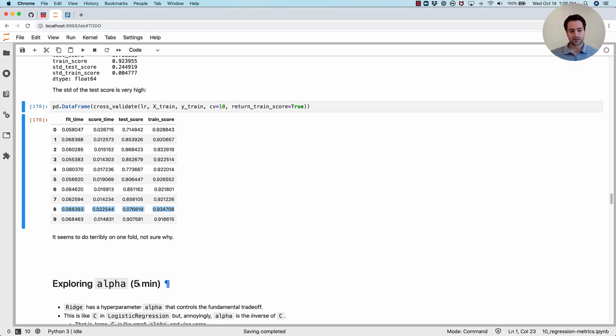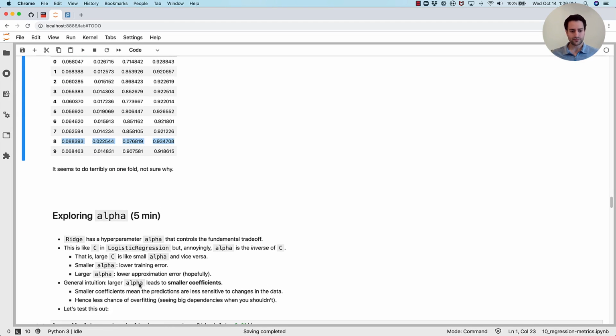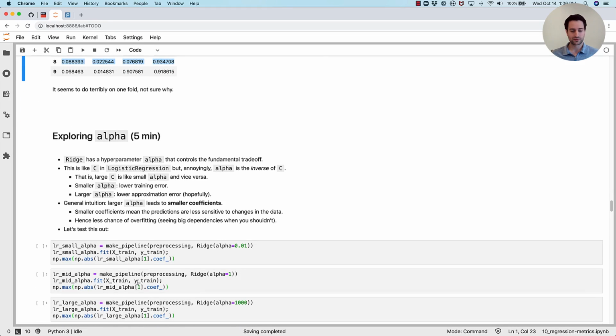So that's the introduction to linear regression. Next we have exploring alpha, and alpha is the hyperparameter of ridge. A couple things about it. It's positive.